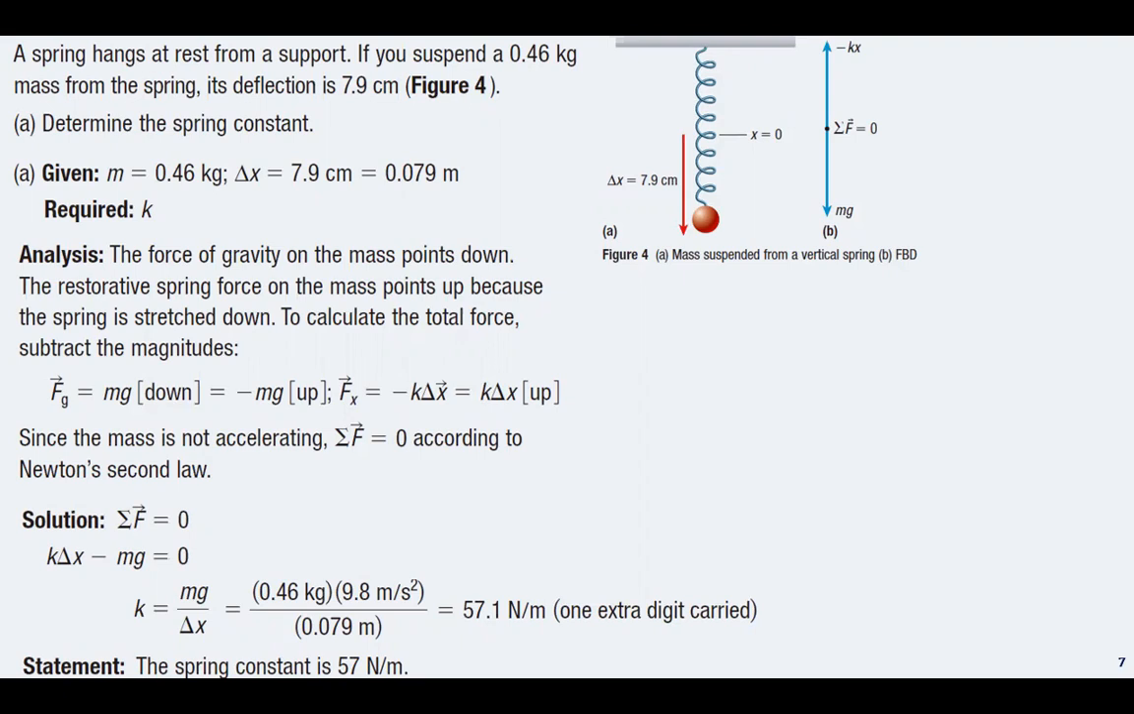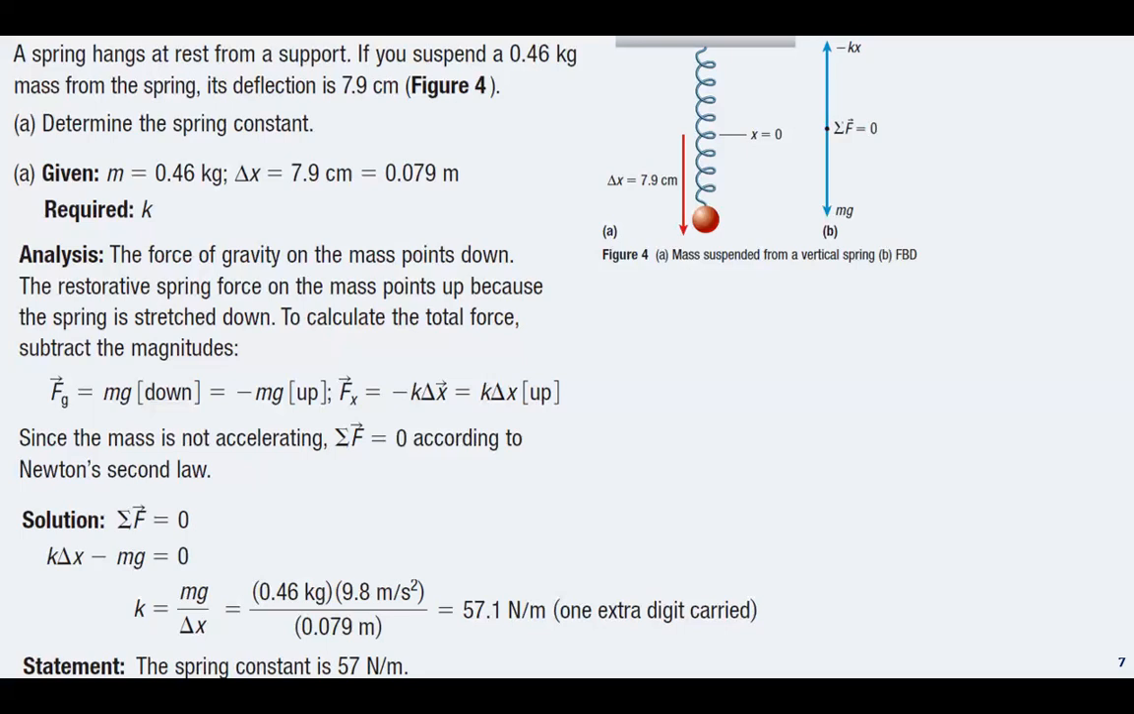Fx, which is the restorative force in the spring, equals negative k delta x, which is k times delta x, direction is up. Since the mass is not accelerating, the net force equals 0. According to Newton's second law, net force sigma F equals 0, which is k delta x minus mg equals 0. Therefore, k equals mg over delta x.